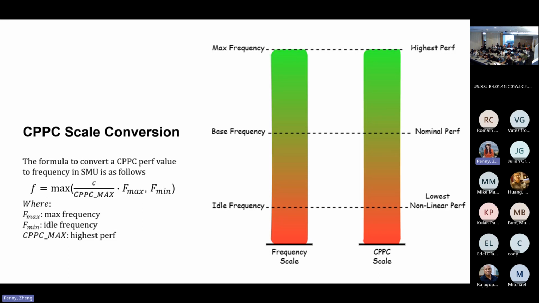So the formula here is to convert a CPPC perf value to the frequency in SMU. CPPC max points to the highest perf in the platform, Fmax means the max frequency, and Fmin means the idle frequency. The formula shows linear scaling. You could see that the highest perf corresponds to the max frequency, the nominal corresponds to the base frequency, and the lowest nonlinear perf corresponds to the idle frequency.